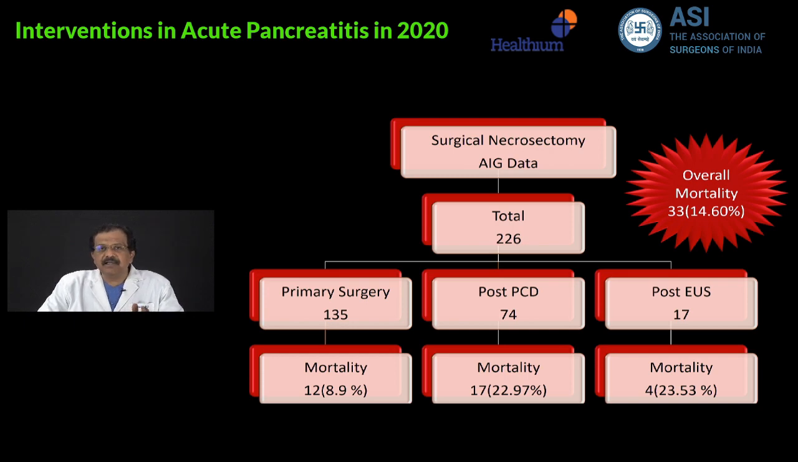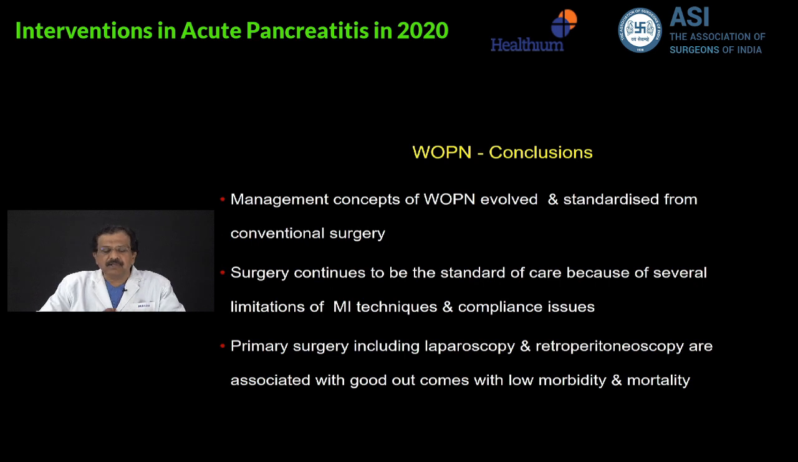So you can see that if you select these patients and take them for primary surgery, be it laparoscopy or open surgery, depending on the expertise that you have, these patients seem to do well, and we have a select group of patients which do very well with endoscopic and radiological interventions. So to conclude, the management concepts of walled-off pancreatic necrosis have evolved and standardized from conventional surgical procedure. I've shown you a lot of data to show how these procedures have been standardized.